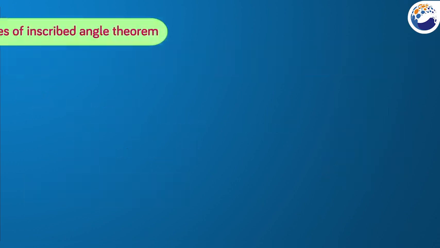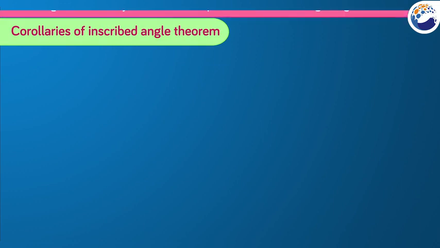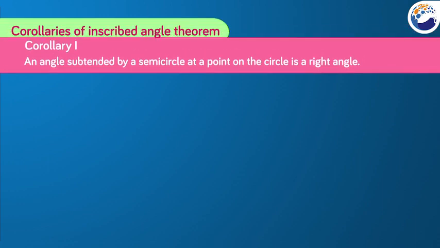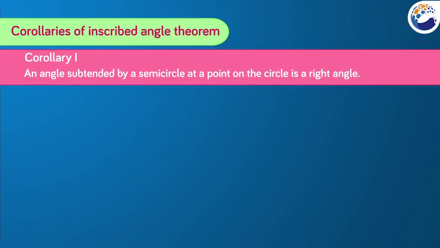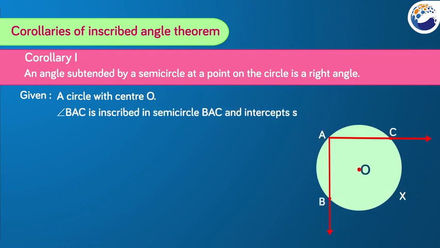Corollaries of the inscribed angle theorem. There are two corollaries. Corollary 1. An angle subtended by a semicircle at a point on the circle is a right angle. Given a circle with center O, angle BAC is inscribed in semicircle BAC and intercepts semicircle BXC. To prove, angle BAC is equal to 90 degrees.